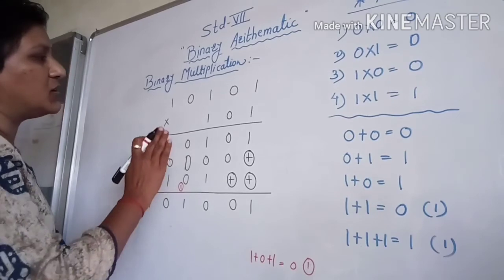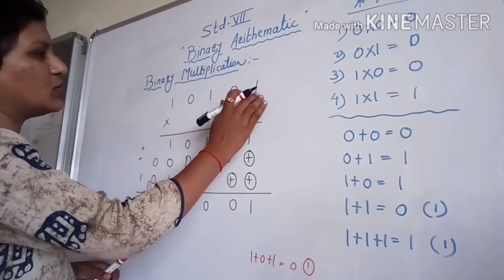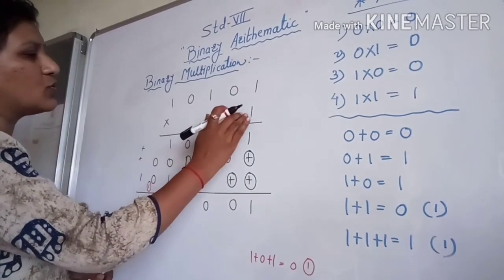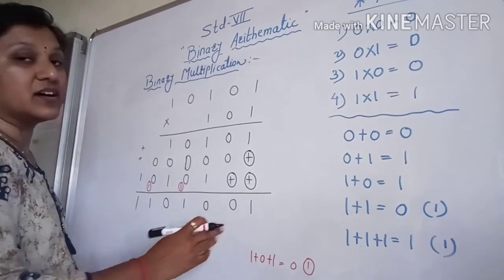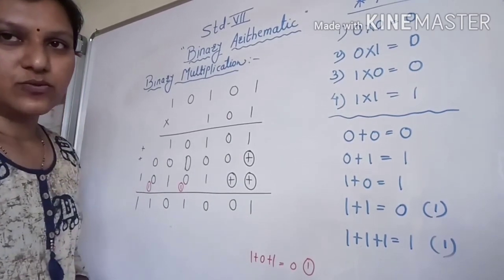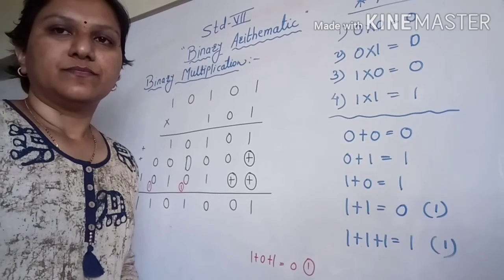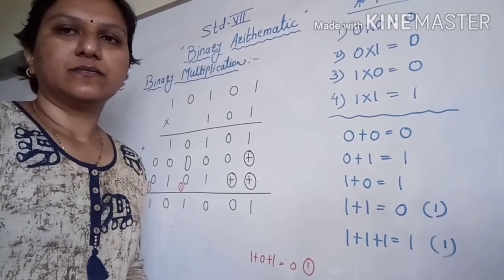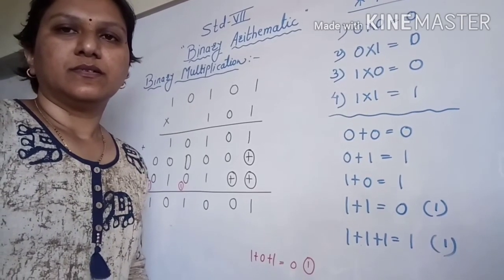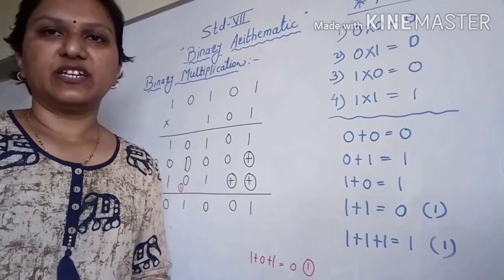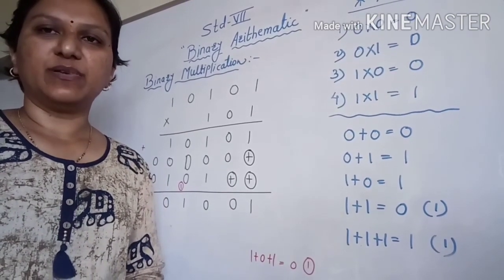So the multiplication of 10101 into 101 will have this result here. Is it okay? So this is how we have finished with the binary multiplication.